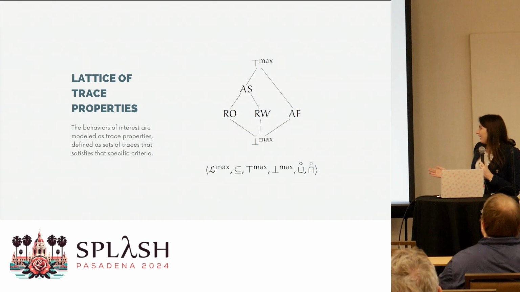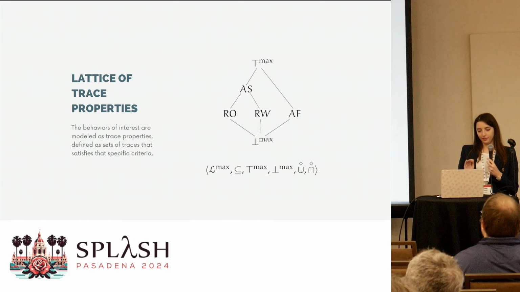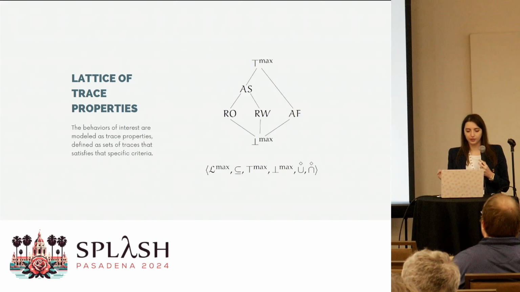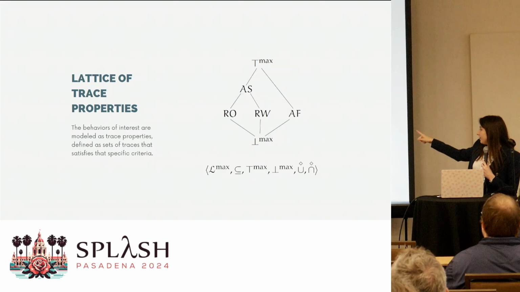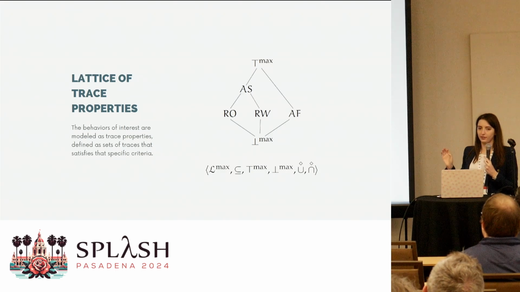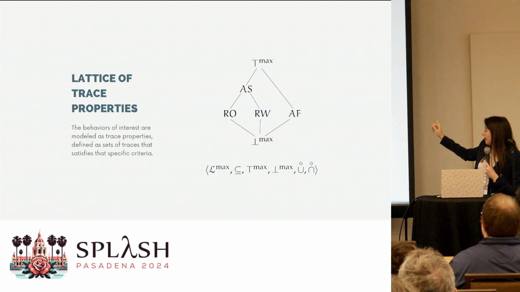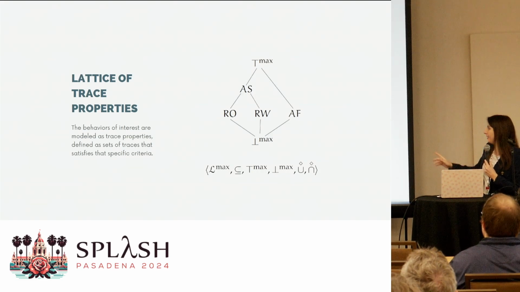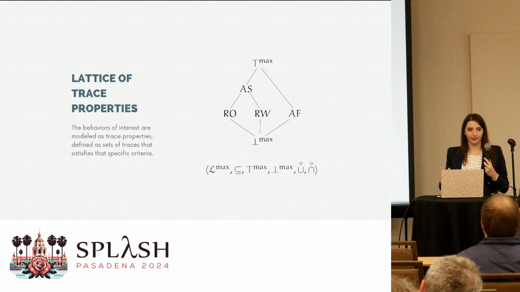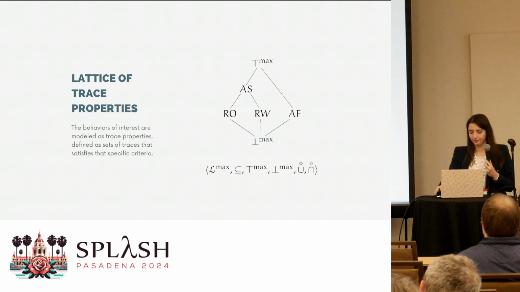Now we can formalize the responsibility analysis. The first element that's important is the lattice of trace properties, where behaviors of interest are modeled as trace properties, defined as sets of traces that satisfy specific criteria. So, for example, the set of traces that satisfy access failure is mapped to the AF behavior of the lattice.